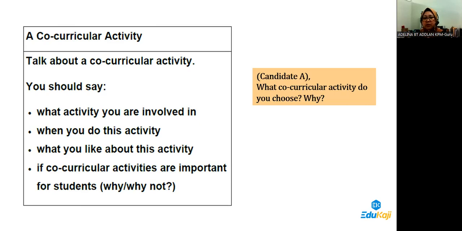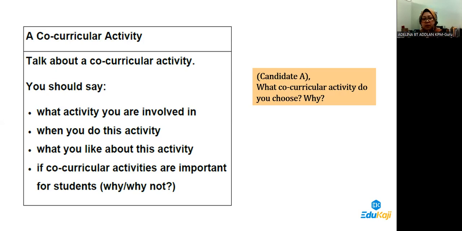Okay, what do you like about this activity? What I like about this activity is that I can make new friends. I learn how to be disciplined, for example. Okay, and the last one, are co-curricular activities important for students? Yes, it teaches us to become disciplined. It teaches us to become tolerant. It teaches us to become responsible.